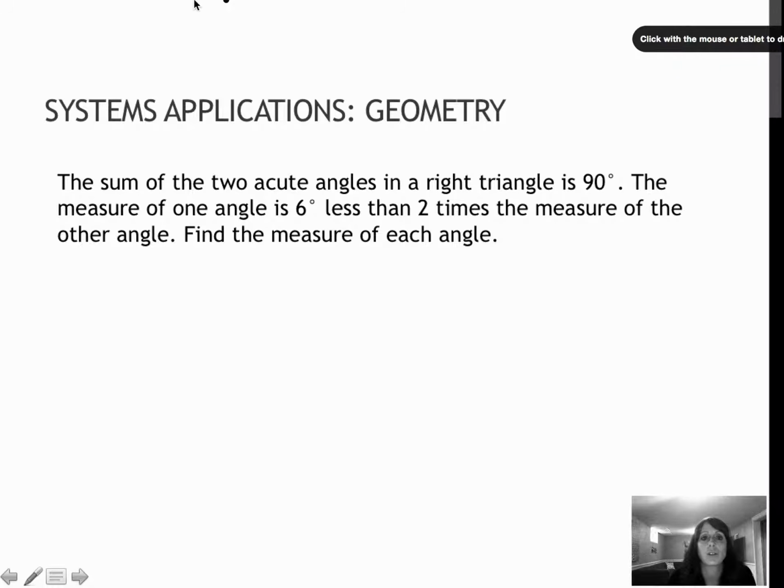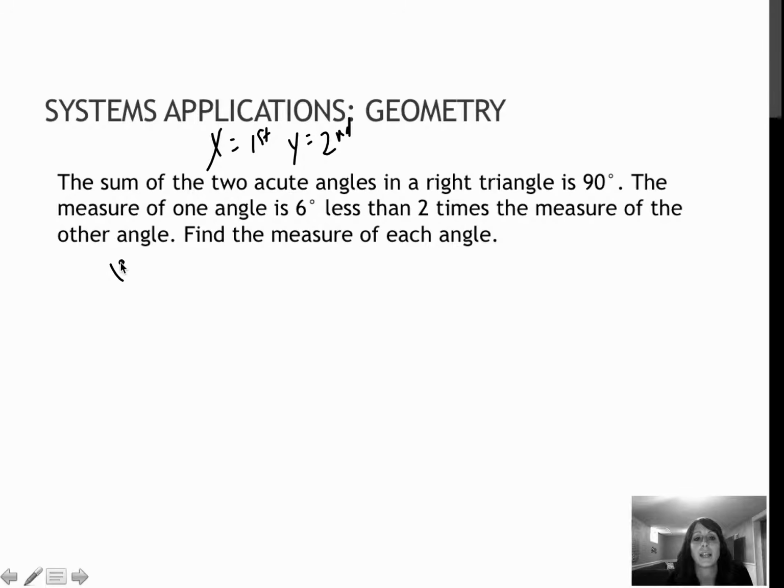So I'm going to let x represent one angle and y represent the next angle. And the sum of the two angles is 90. So x plus y equals 90 would be one equation.